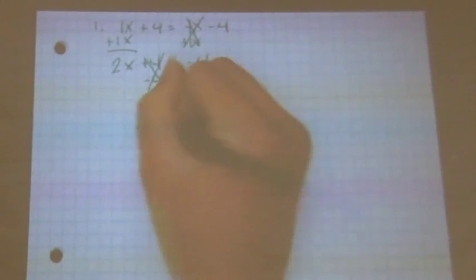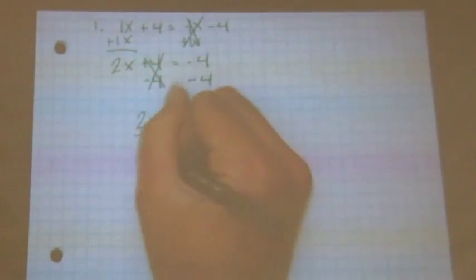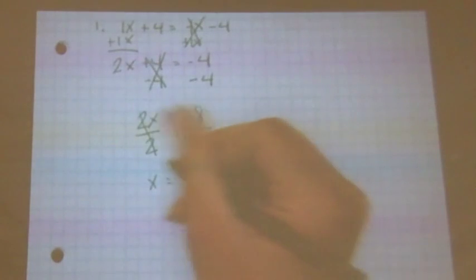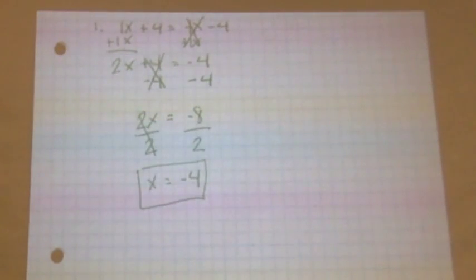Bring down my 2x. Divide by 2. Divide by 2. I get x equals negative 4. Again, this cancels that out. What I do to one side, I've got to do to the other. So my answer for this one is x equals negative 4.